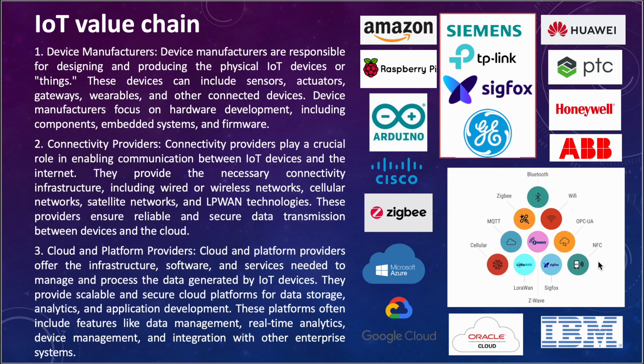From device manufacturers, we can go to connectivity providers. Connectivity providers play a crucial role in enabling communication between IoT devices and the internet. They provide the necessary connectivity infrastructure, including wired or wireless networks, cellular networks, satellite networks, and LPWAN technologies. These providers ensure reliable and secure data transmission between devices and the cloud.